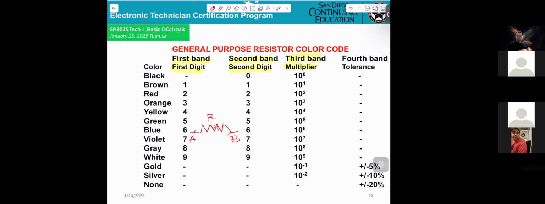The good answer for this question is you can say, okay, you want to know the value by color code or using the meter. If they say color code, you can say, I know how to calculate it. However, I cannot memorize the color code table. That's it, nothing else.